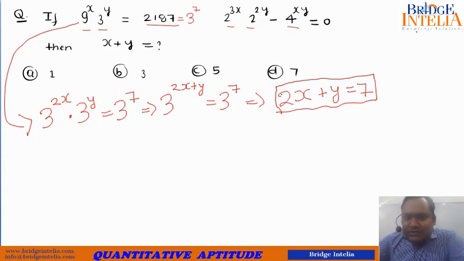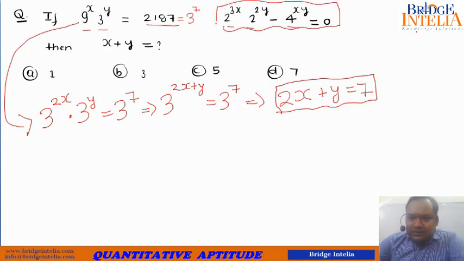So as you can see, 2x plus y is equal to 7. So this can be concluded from the first equation. So coming to the second one. From here, if you convert this, what can you conclude? So it can be concluded that 2 raised to power 3x plus 2y must be equal to 4, which can be written as 2 square.